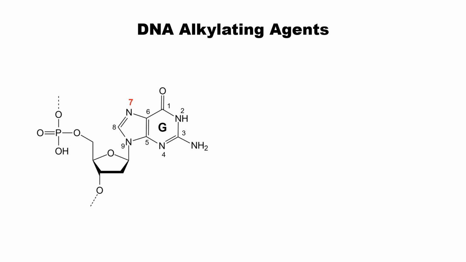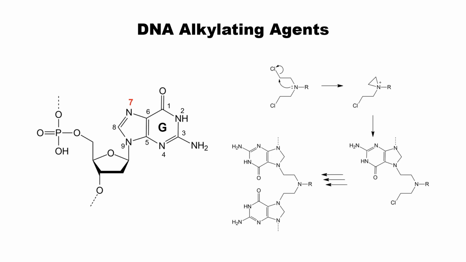DNA alkylating agents can make a covalent bond to the DNA structure. DNA alkylating agents such as mustard reagents have a good electrophilic point, and this can be attacked by a nucleophile of a DNA base. Then multiple reactions here can make cross-links to different DNA strands.